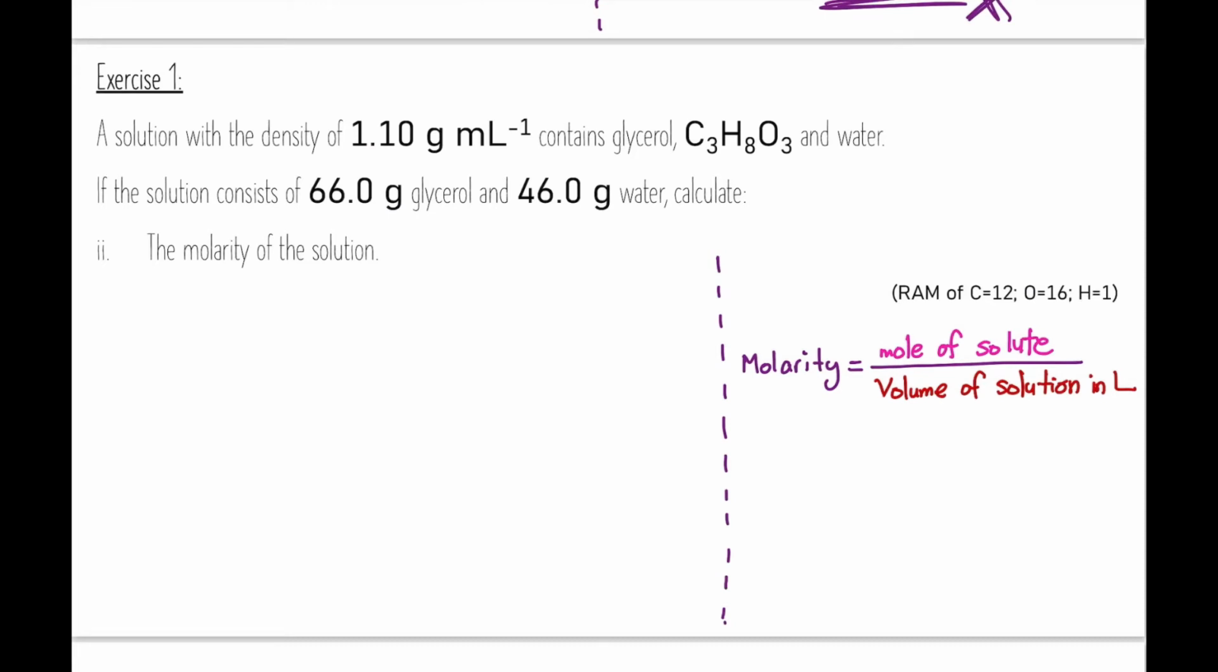Still on exercise number 1, but this time the question asks you to calculate the molarity of the solution. We know that molarity is equal to mole of solute divided by volume of solution. Therefore, we can calculate the mole of solute from the mass of solute here, which is 66 gram of glycerol, and the volume of solution from the density. Let's try this question.